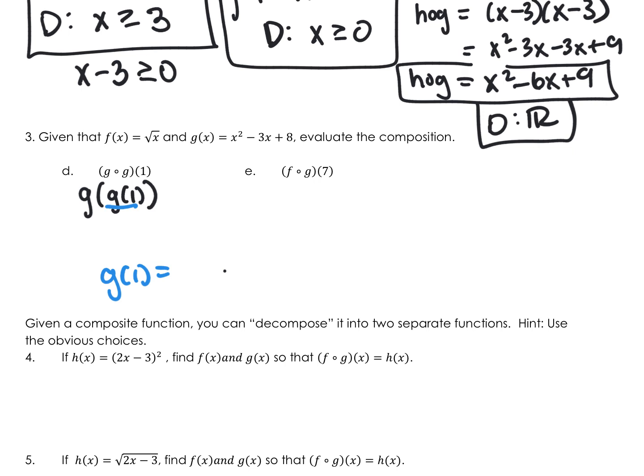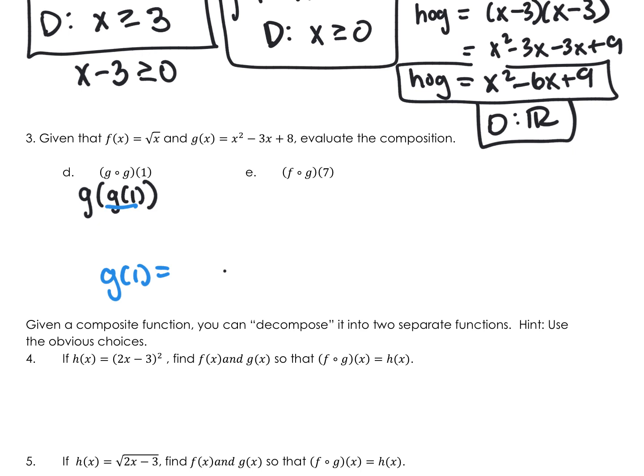When you plug 1 into g, 1 squared minus 3 times 1 plus 8 is 6. You can even type that into your calculator if you want to, right? So then, that's just g of 1. g of 1 is 6. So g of 6 is what we have to find next, because we got that g of 1 was 6. So we plug that in, we find g of 6. 6 squared minus 3 times 6 plus 8. You could even do that in your calculator, and that's where you should get your 26.